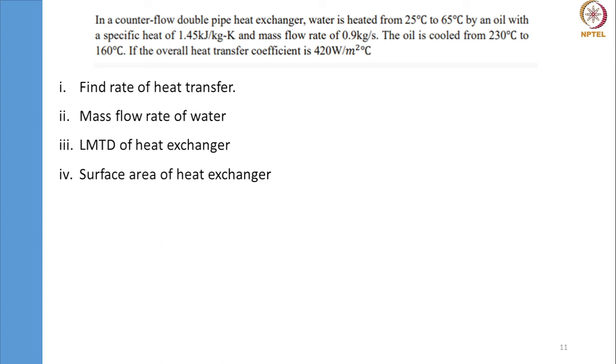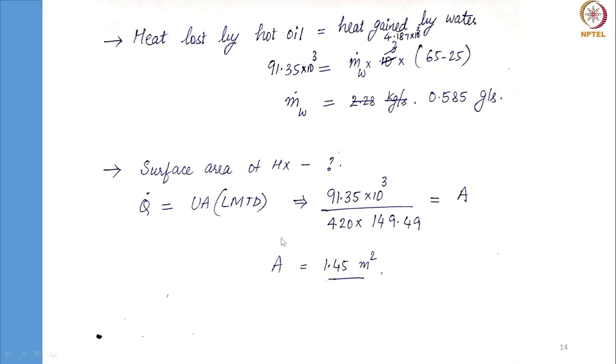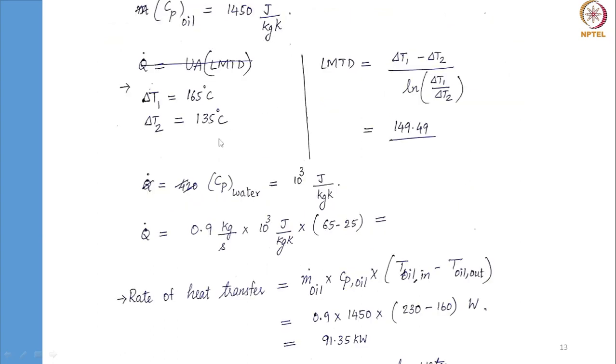Wait a moment. Are you using ln in your calculator or log in your calculator? LN. Okay, fine. Then you should be getting around 149. Maybe I'll tell you about the LMTD and then come back to part 1 and part 2 so that you'll be able to calculate surface area from LMTD.